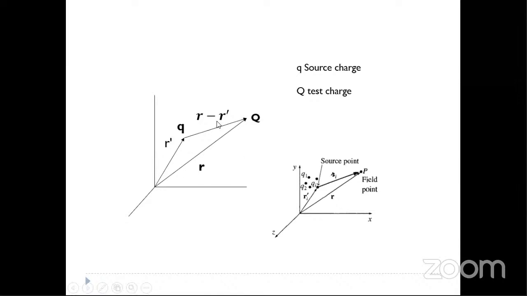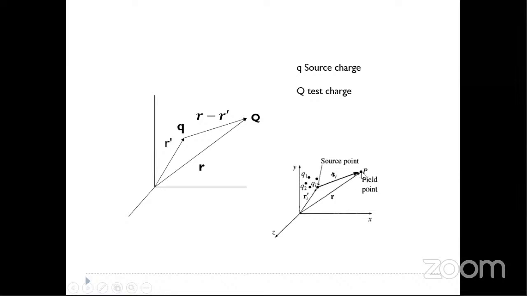It is, according to the triangle of vectors, R bar minus R dash bar. And this is typically shown with this notation, and therefore I am keeping both figures side by side. In the second figure, only one source charge is placed here, with a test charge which may be placed here. The point where the test charge is kept, capital P, is called the field point. And the point where the source charge is placed is called the source point.